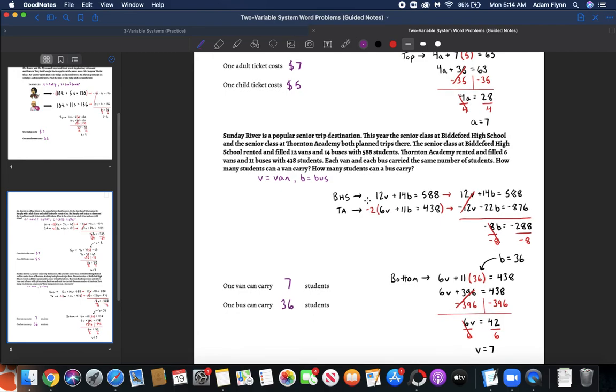At this point, we have concluded the two-variable system word problem notes. If you're comfortable with all this material, you are all set for some practice. Good luck with that. Let me know if you have any questions as usual.